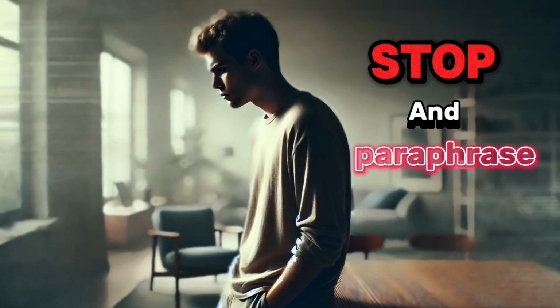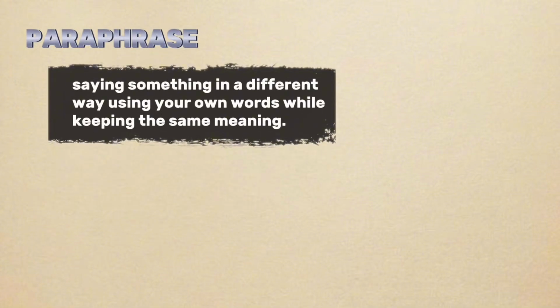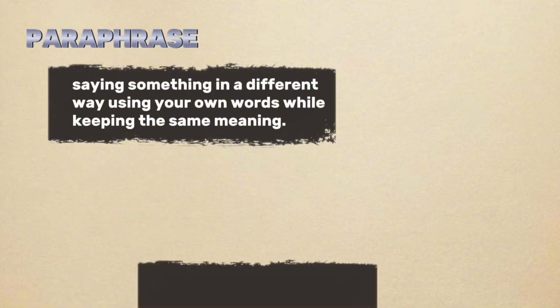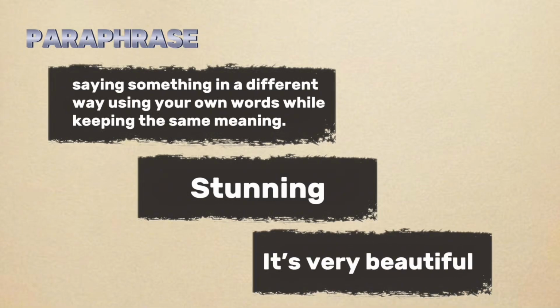Stop and paraphrase the whole phrase. If you can't remember the exact word, paraphrasing is your best friend. Use simpler words to explain your idea. For example, if you forget the word stunning, you can say, "It's very beautiful." The goal is to get your point across, not to stress over one word. Paraphrasing also helps you reinforce vocabulary indirectly while keeping the conversation alive.